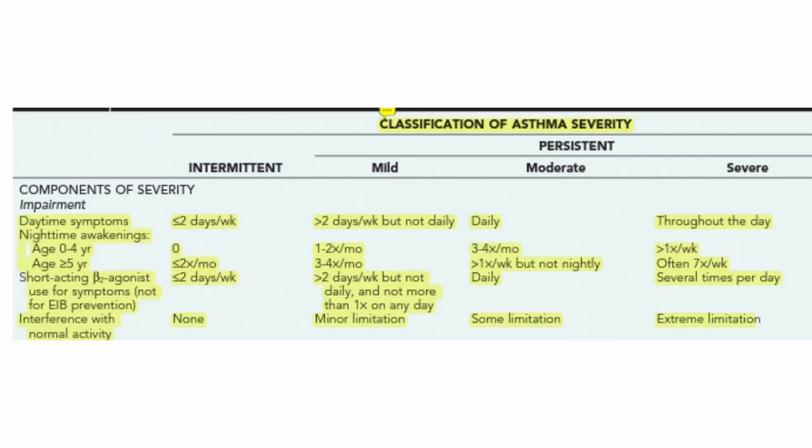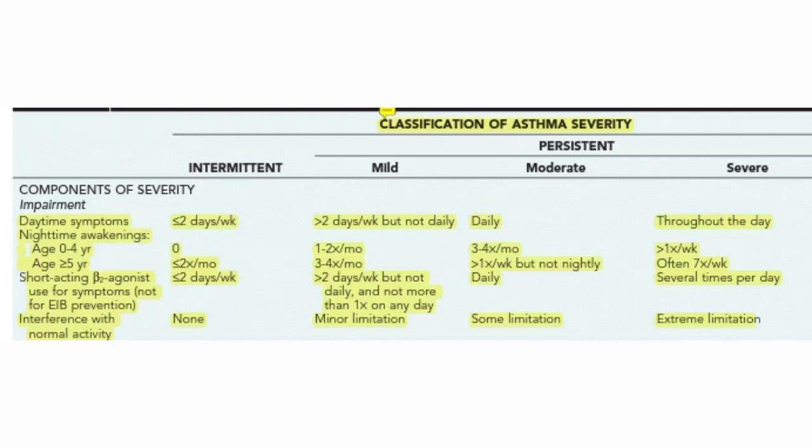More than 2 days per week, but not daily, it is persistent, mild. In moderate, daily. In severe, throughout the day. Nighttime symptoms, as I've already told, in case of age 0 to 4 years: in intermittent, no nighttime symptom. In mild, 1 to 2, moderate, 3 to 4. These are per month. And if more than 1 night per week, then it is severe.